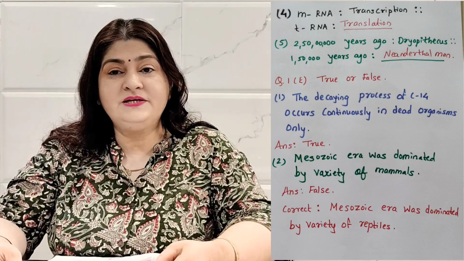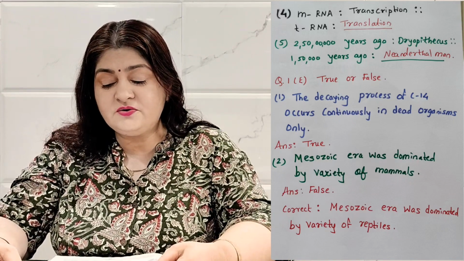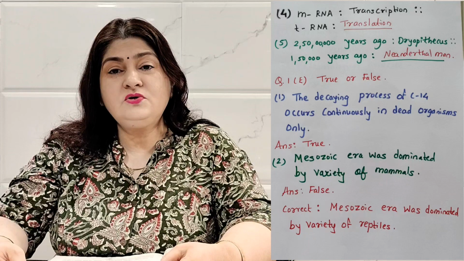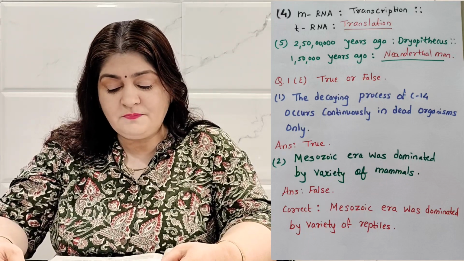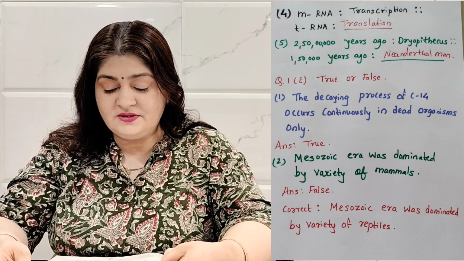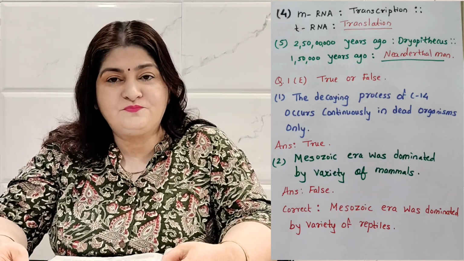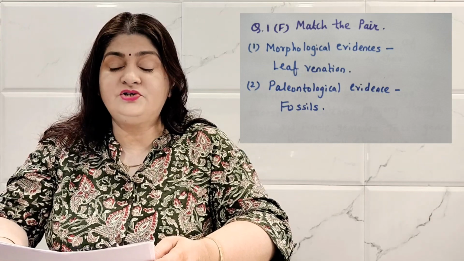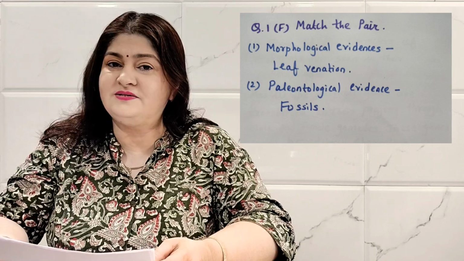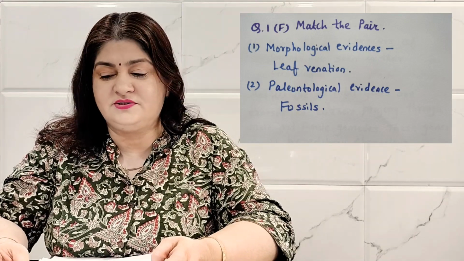Now question 1E is true or false. Here, the decaying process of C14 occurs continuously in dead organisms only, and the answer is true. Second one: the Mesozoic era was dominated by varieties of mammals. It is false. Actually, the correct answer is the Mesozoic era was dominated by varieties of reptiles. Question 1F, match the pair. The first one is morphological evidence, and the correct answer is leaf venation, and paleontological evidence, that answer is fossil.